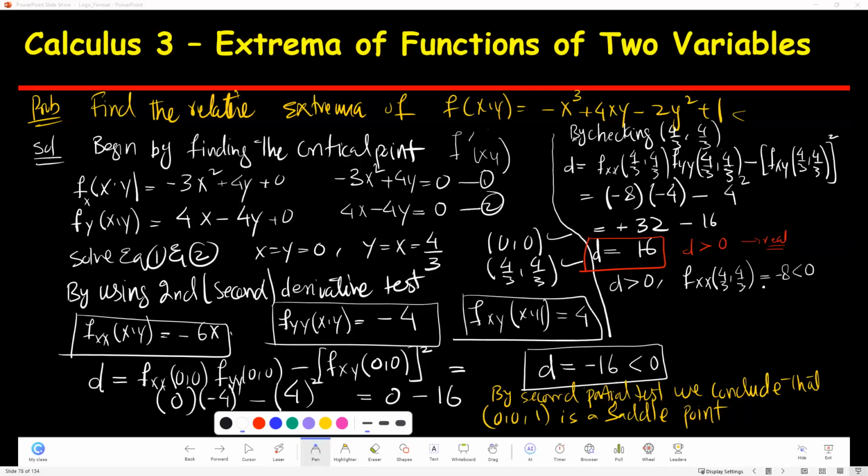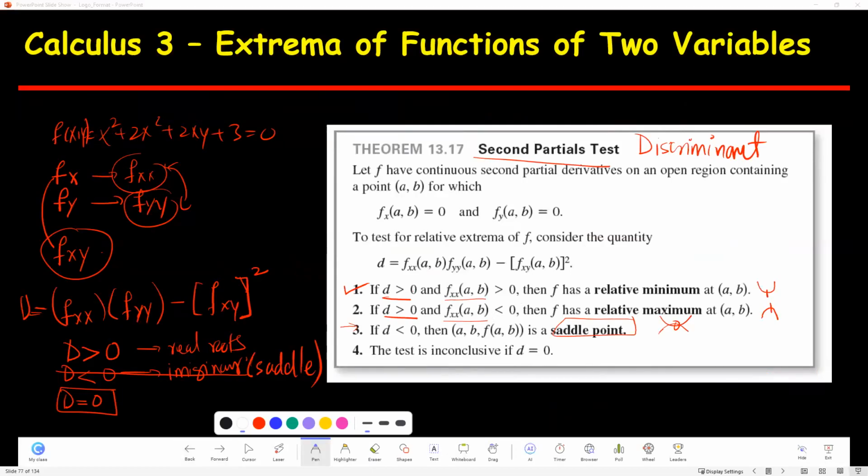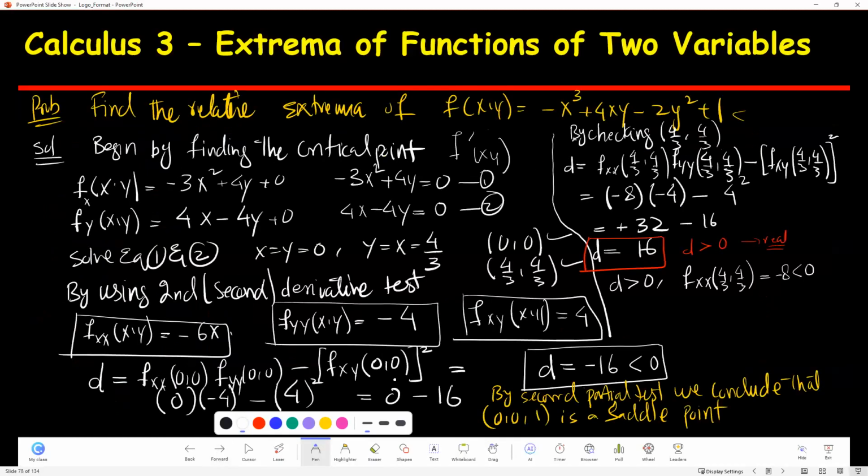If less than 0, I think it is a maximum. If you go back to the test, the way I remember is, less than 0 means maximum, bigger than 0 means minimum. So less than 0 means it is a maximum. So I'm going to go ahead and say here, we conclude f has a relative maximum at 4 over 3, 4 over 3, right?